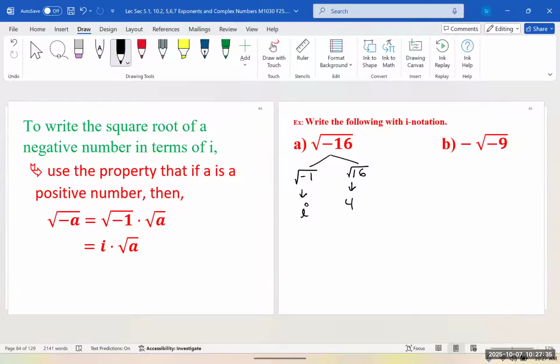But like I said before, we're supposed to have the real first and then the imaginary. So we have to switch the position. Instead of I4, we should write 4I. Question? Okay, B. What do you think about B?